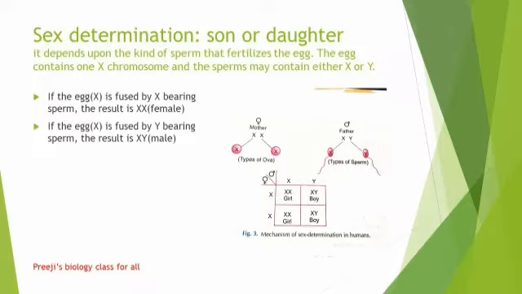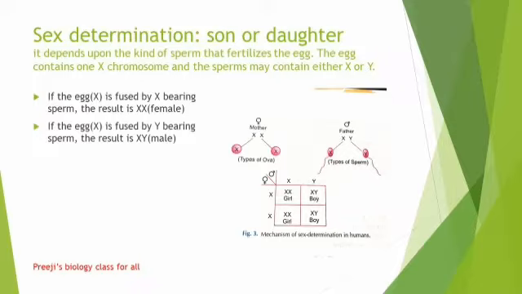So, who determines the sex? The sex is determined by the father. Why? Because he has both an X chromosome and a Y chromosome. If the egg is fused by an X-bearing sperm, then it results in the formation of a female. And if the egg is fused by a Y-bearing sperm, then the result is XY, that is a male.